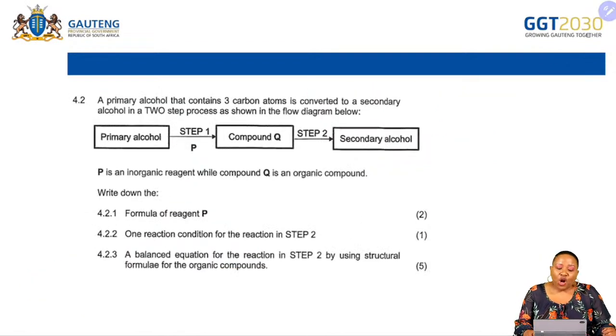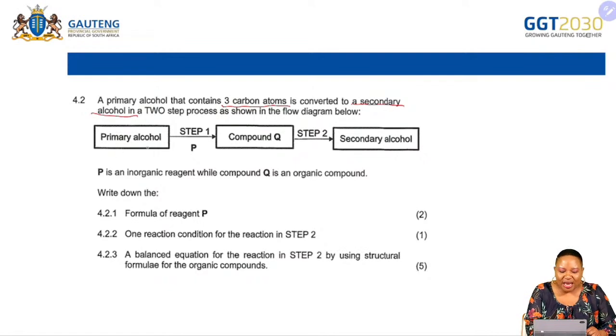Then a primary alcohol that contains 3 carbon atoms is converted to a secondary alcohol. We need to understand that as we are converting a primary alcohol to a secondary alcohol, they still belong to the same homologous series. However, because they are both saturated, we cannot just take the OH and put it on the second carbon, because that is not allowed. We need to think about changing the primary alcohol to something else so that it can change to a secondary alcohol.